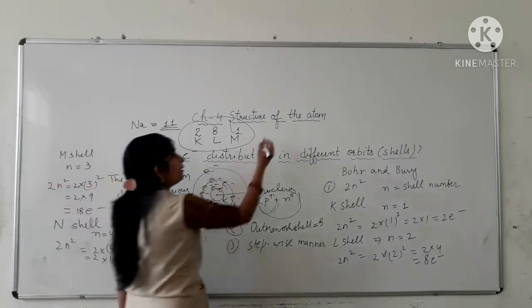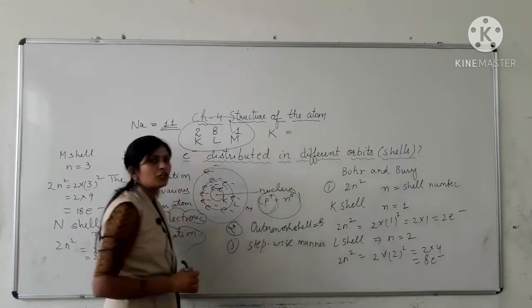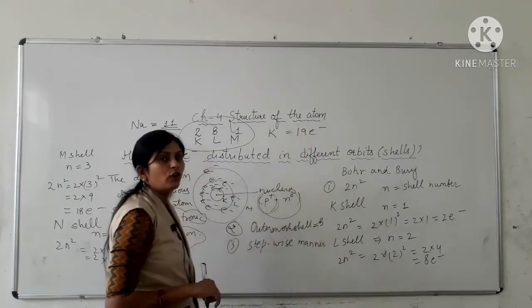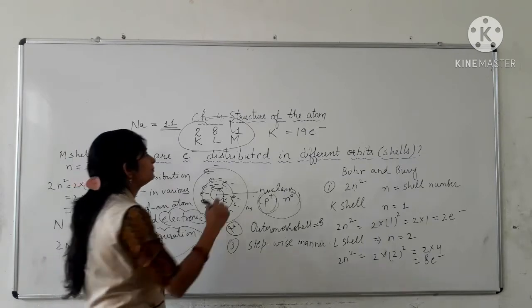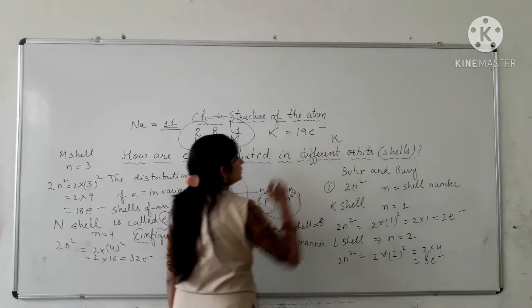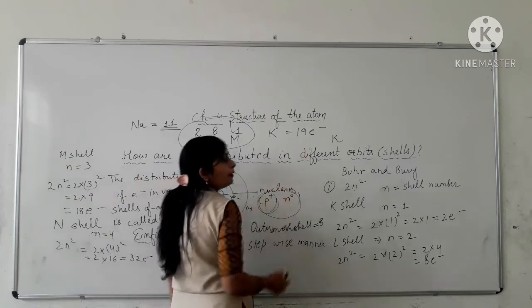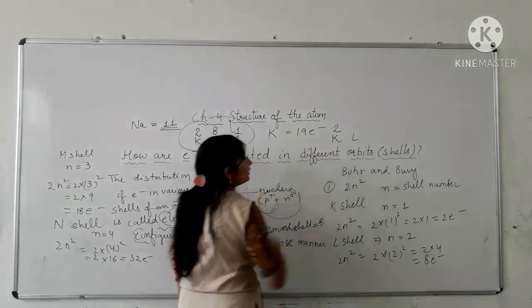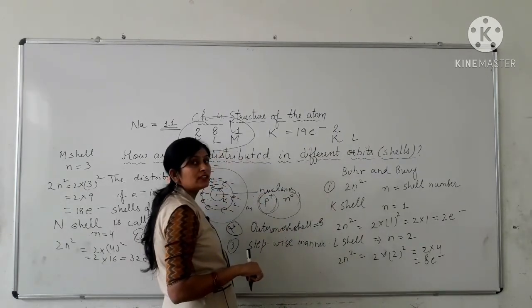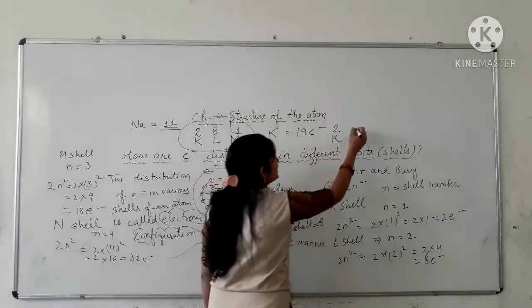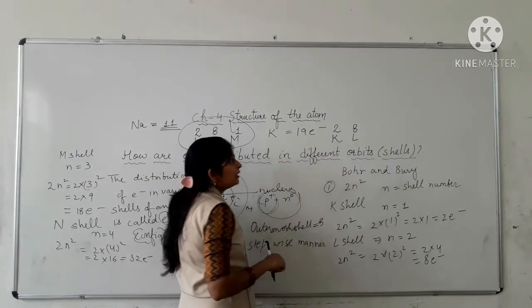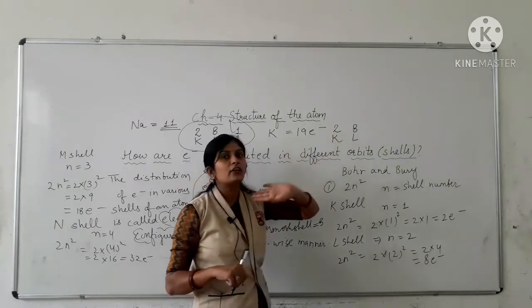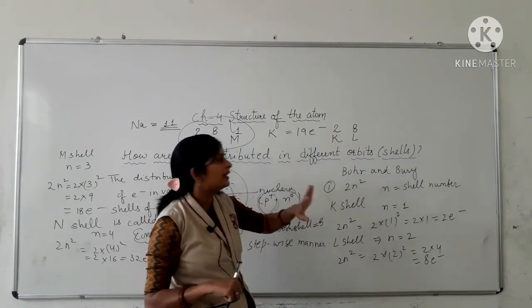Now, what about potassium? Potassium has 19 electrons in total. So what is its electronic configuration? See, first of all, K shell. The maximum number of electrons that can be accommodated in K shell is 2. Then L shell, the maximum number of electrons that can be accommodated is 8. Now 2 plus 8 is 10. So out of 19, 10 electrons are already distributed in K and L shells.